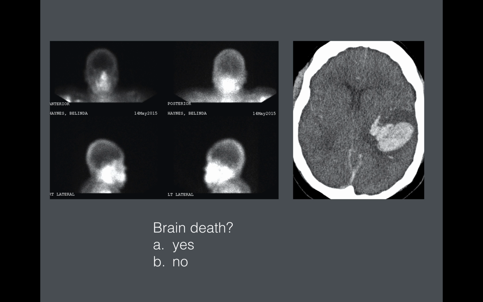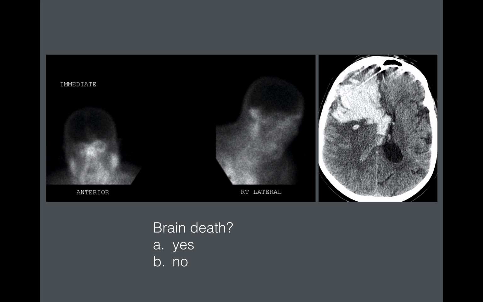Okay, this is another example. What would you say? And I'm sure all of you correctly identified this as brain death. There is no brain parenchymal activity. Okay, how about this case? We see pretty terrible intracranial hemorrhage. However, we do see there is tracer activity in the posterior cranial fossa, so this patient is not brain dead yet.